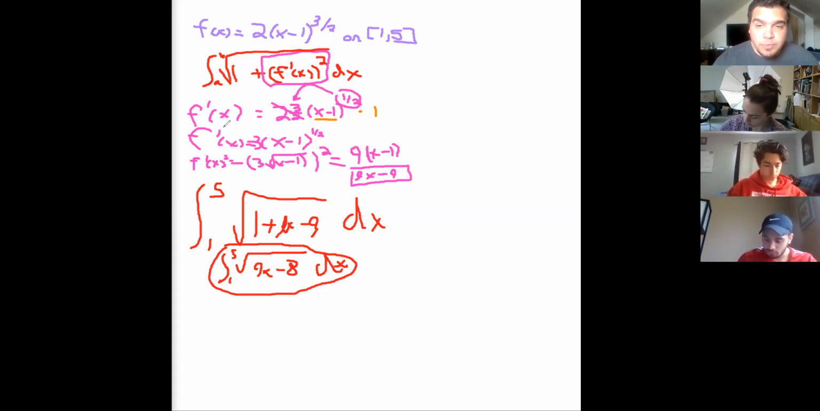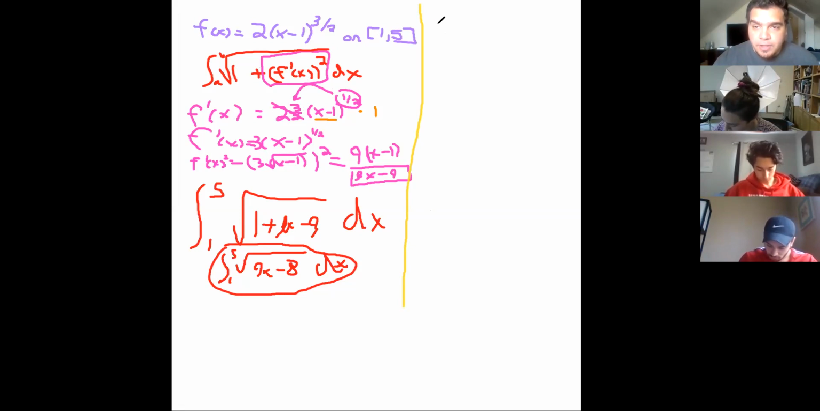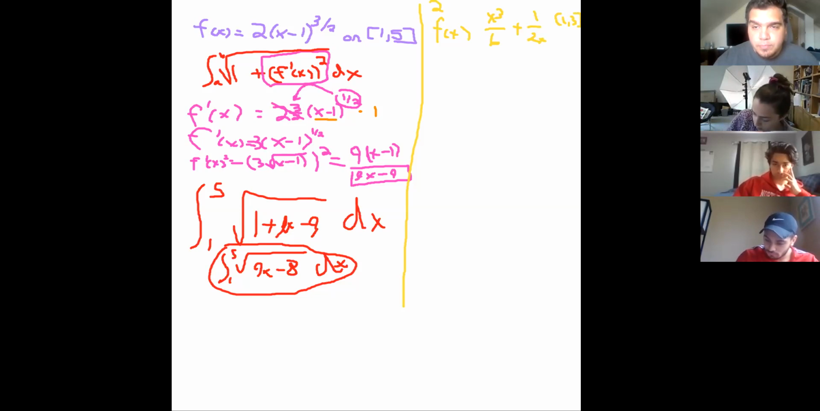I'll leave it up there because these people still copying. I'll start number 2 over here. Okay, number 2, again, our equation is still the same as that red part. Our f of x just changed. So f of x is x cubed divided by 6 plus 1 over 2x from 1 to 3. Okay, so we're on number 2. I already have the picture.